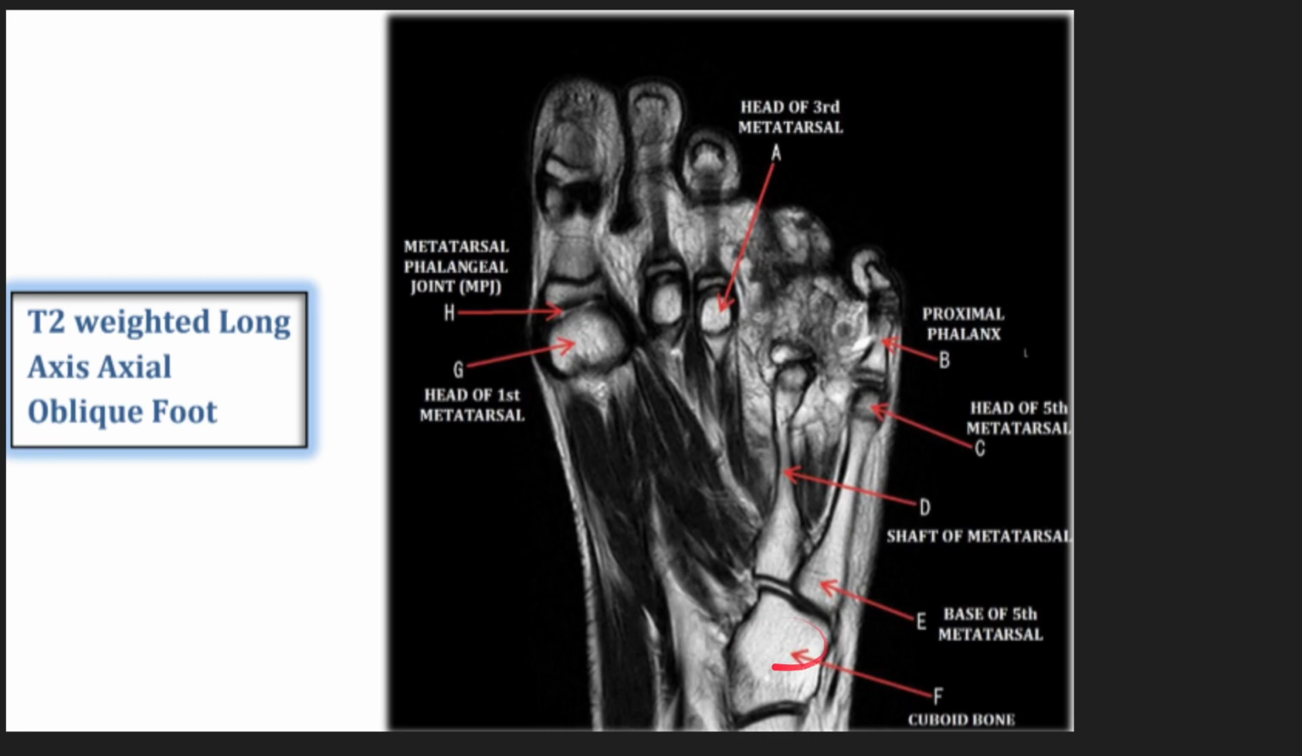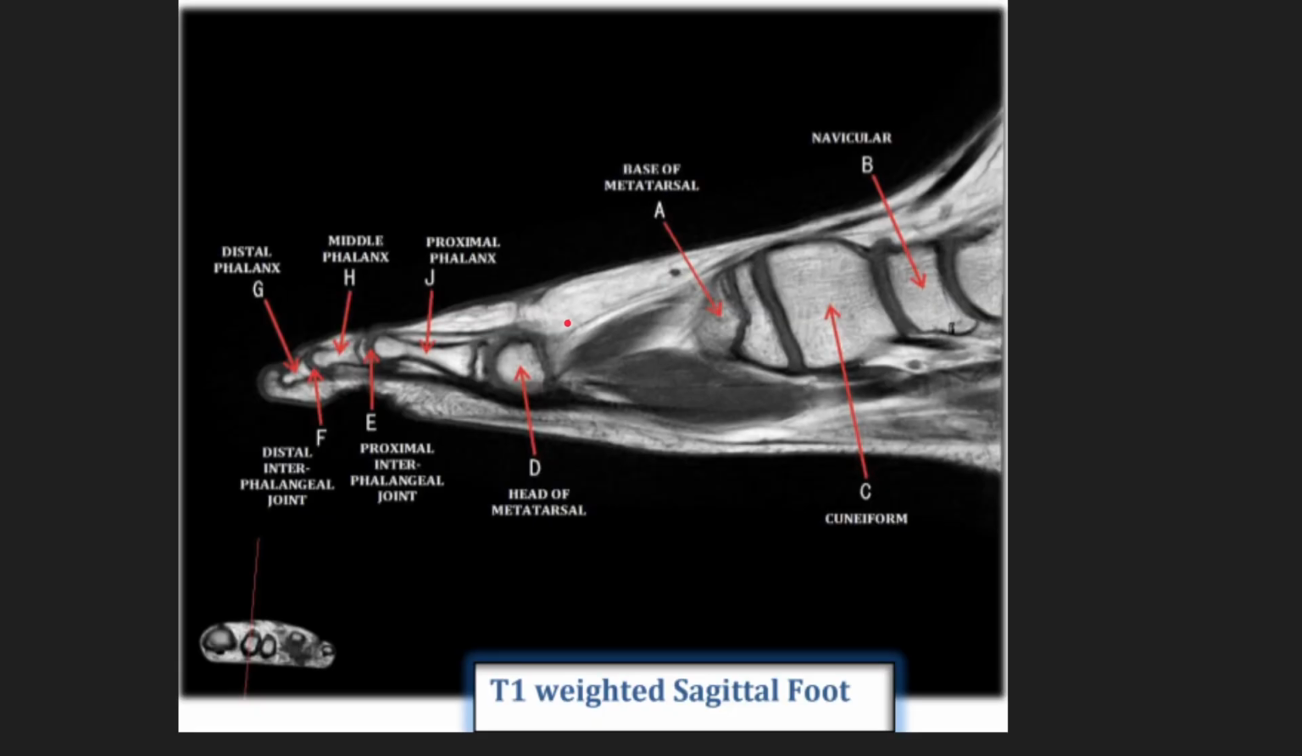You have the cuboid bone, base of the fifth, head of the fifth, proximal phalanx, shaft of metatarsal, head of the third metatarsal, head of the first, and a metatarsophalangeal joint. Navicular, cuneiform, base of metatarsal, head of metatarsal, proximal phalanx, proximal interphalangeal joint, middle phalanx, distal interphalangeal joint, and distal phalanx.